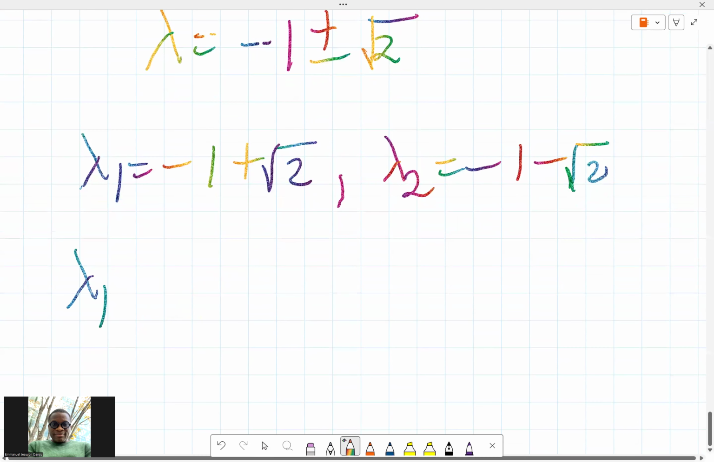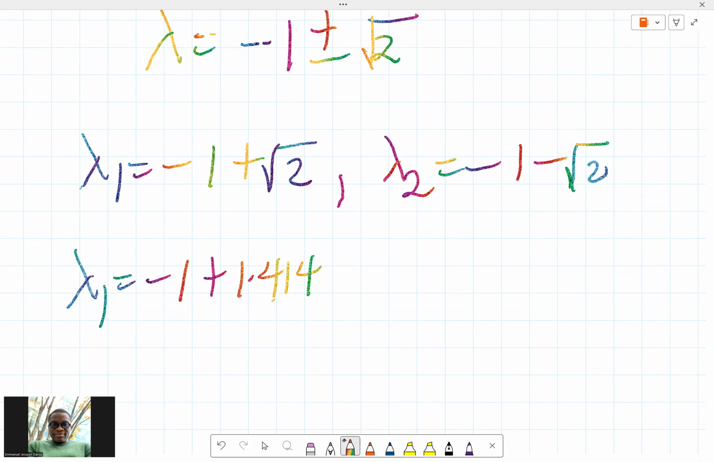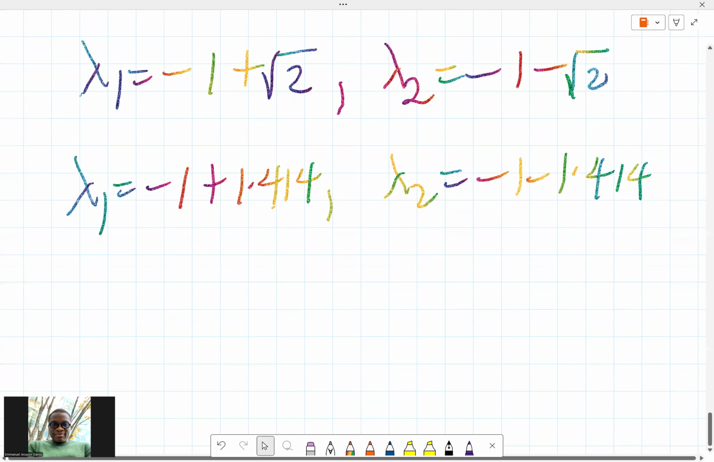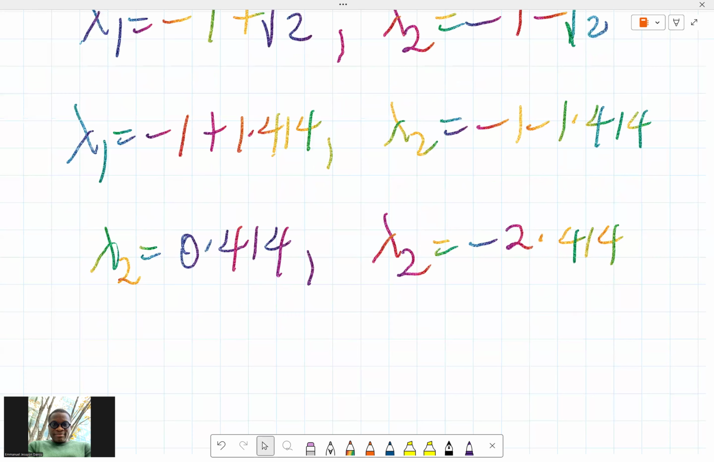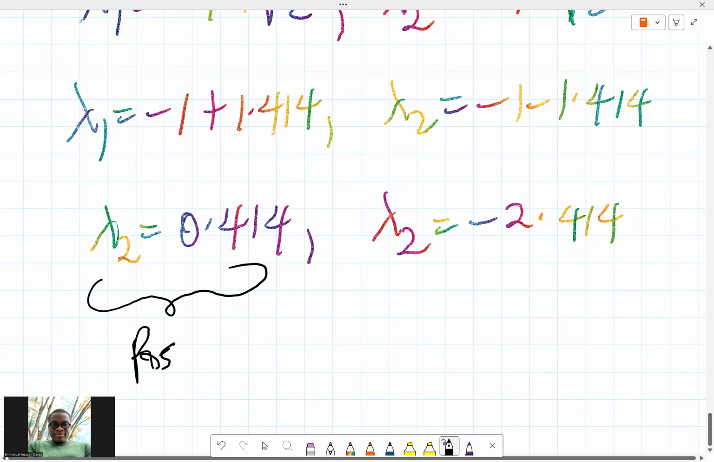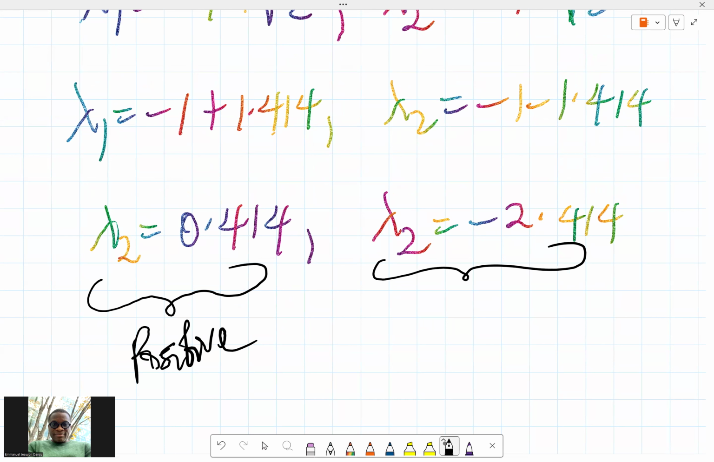So that means lambda 1 is equal to minus 1 plus square root of 2, which is 1.414. So you can see this is already bigger than that, so it's going to be positive there. Lambda 2 is minus 1 minus 1.414. Roughly, lambda 1 is 0.414, and lambda 2 is minus 2.414. So you see, this is positive, and this is negative. And for stability, those signs really matter.